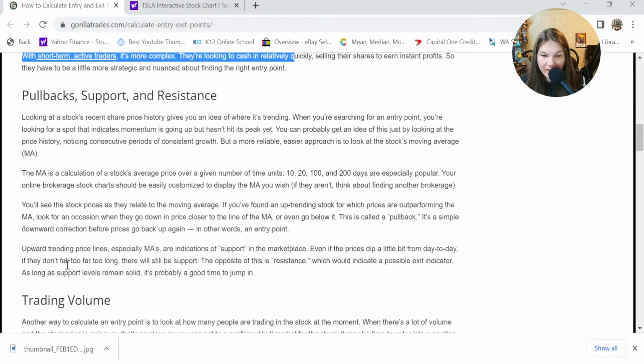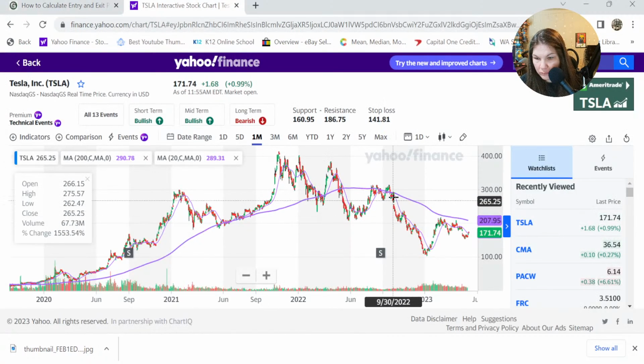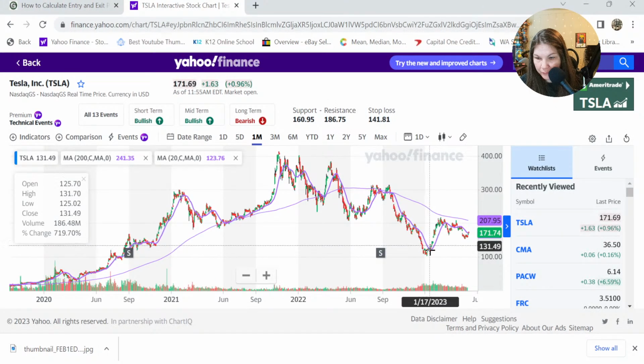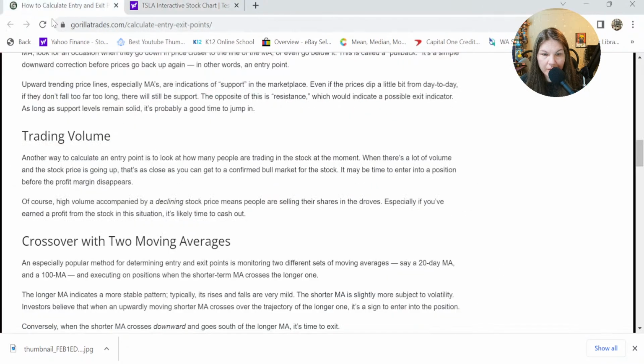Upward trending price lines, especially MAs, are indications of support in the marketplace. Even if the prices dip a little bit from day to day, if they don't fall too far too long, there will still be support. The opposite of this is resistance, which would indicate a possible exit indicator. As long as the support levels remain solid, it's probably a good time to jump in. So when they go down below the line, it's resistance.